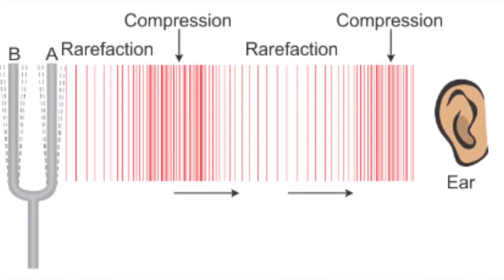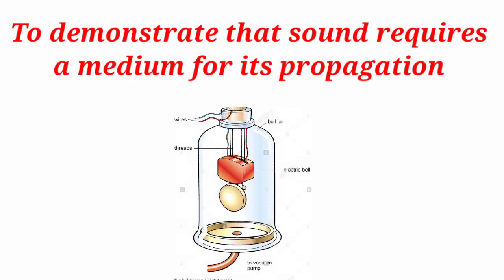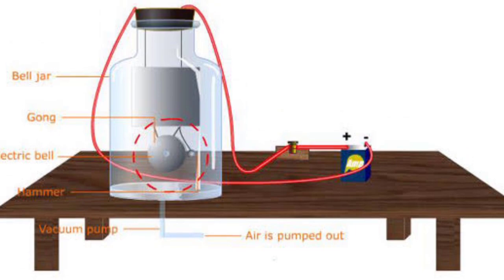Let's understand this activity to demonstrate that sound requires a medium for propagation. We'll take an electric bell, glass bell jar, vacuum pump and battery. Place the electric bell inside the glass bell jar and connect it to a battery. When the circuit is closed, you can hear the bell ring. The jar contains air and sound travels through this air. Now, remove the air from the jar with the help of a vacuum pump connected to the bell jar. As the air is taken out, the loudness of the sound slowly decreases until the sound becomes too thin. Finally, you cannot hear the bell even though the hammer of the bell is seen striking the gong as before.